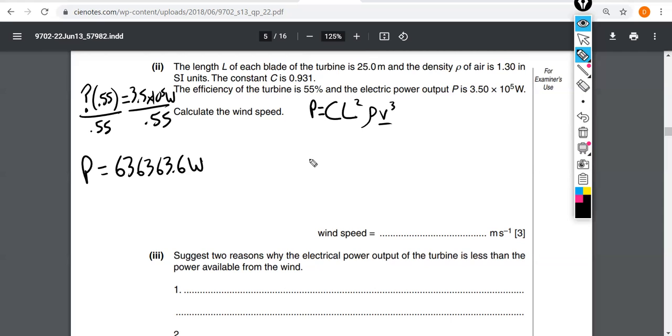So I think everybody's good with just saying, well, V would then be power over C L squared rho to the 1/3, right? I'll go with that. So just dividing each side of this by everything that's not V, so divide by C L squared rho. That's why it's all in the denominator over there with P.